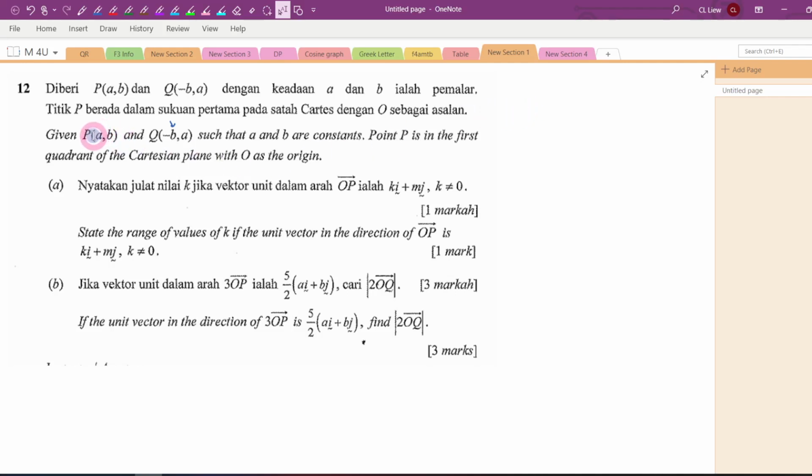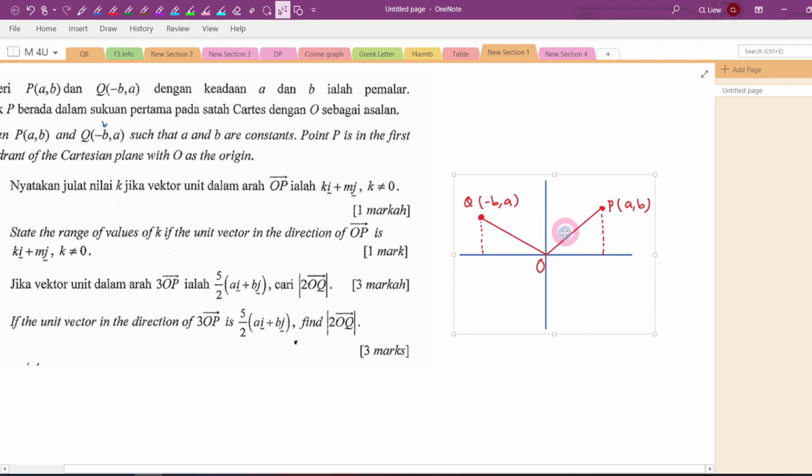Given the coordinates of P are (a, b) and the coordinates of Q are (negative b, a), such that a and b are constants, point P is in the first quadrant of the Cartesian plane with O as the origin. Since point P is in the first quadrant, we know that the values of a and b are actually positive, right? Now let's look at this diagram.